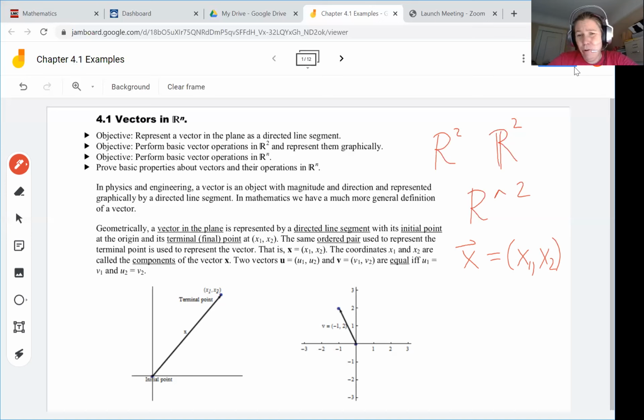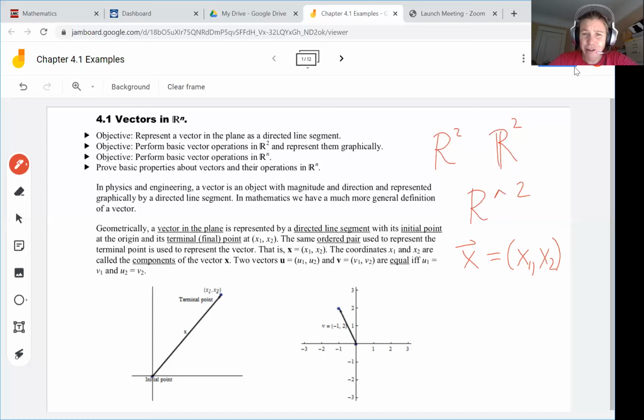The coordinates x1 and x2 are called the components of the vector x. And so often we use u and v for vectors. So we'll say vector u equals components u1 and u2 in 2 dimensions on the plane. And vector v equals components v1 and v2 on the plane.